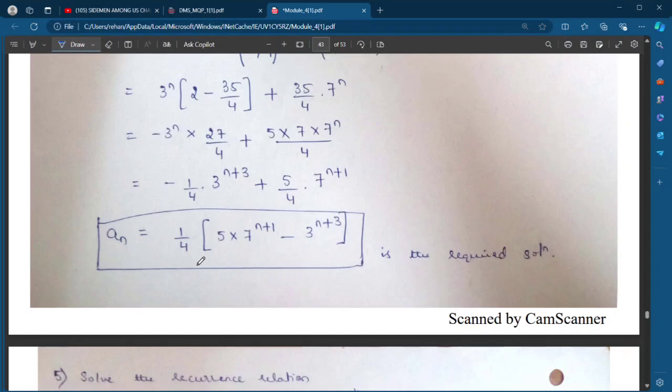Same thing here somehow. See here they have written 1 by 4 into 5 into 7 power n plus 1 minus 3 power n minus 1 by 3. Let us try to solve this. Suppose I am taking n as 1, a1. So 1 by 4 into 5 into 7 power 2, 7 square. Let me just calculate in my calculator. So I'll take 1 by 4 into whole into 5 into 7 square minus 3 to the power of n is 1, right? 3 to the power of 4. Okay.